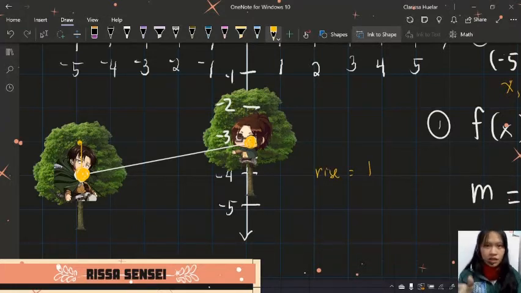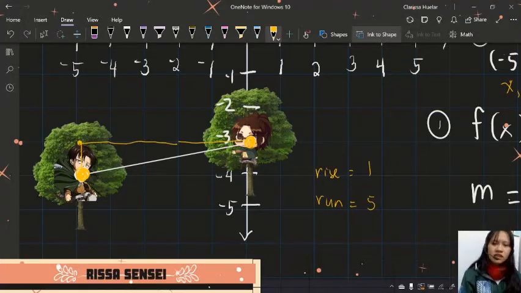Then we go to the right. How many units is that? That's 1, 2, 3, 4, and 5. So, our run is 5 units. The rise is positive and the run is to the right, so it's also positive. Therefore, the slope is positive.